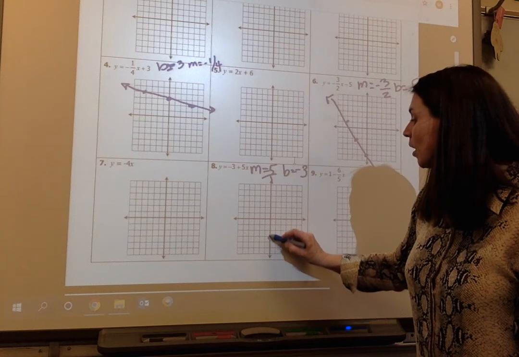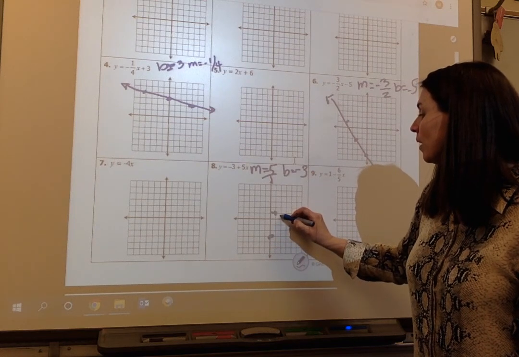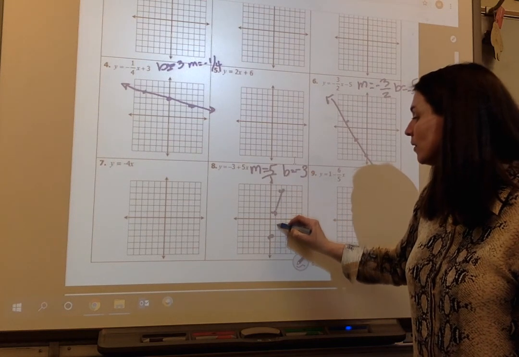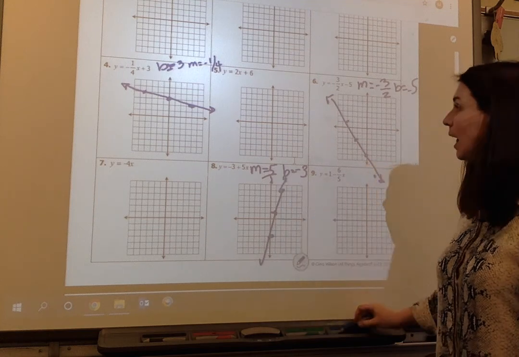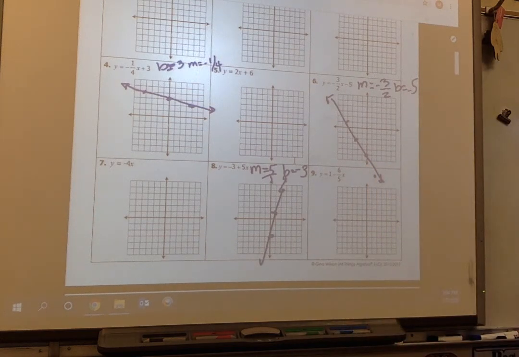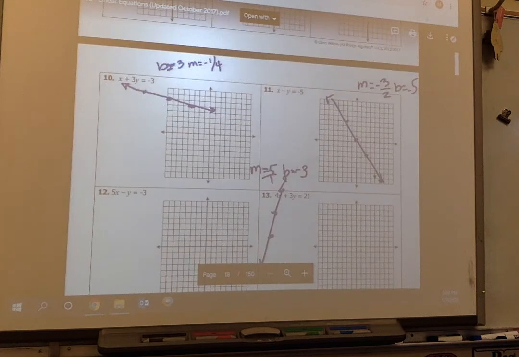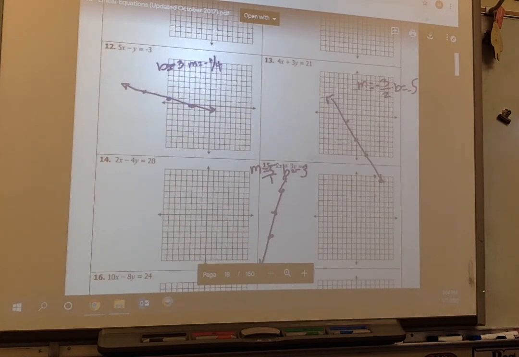So that means I'm going to go up 5 over 1. Up 5 over 1. So look how steep that slope is. And there I have carried out my slope. Okay? All right. Now let's do a couple in standard form.